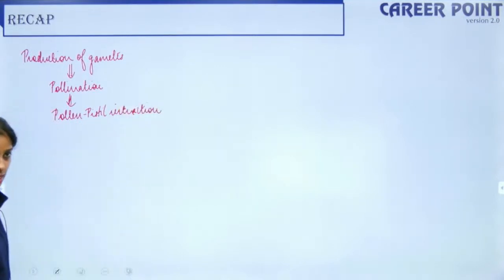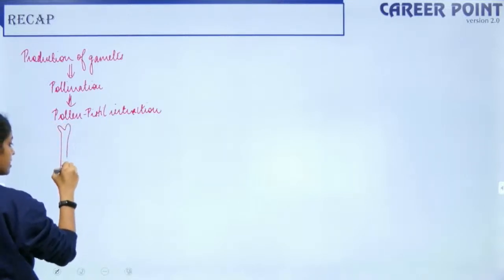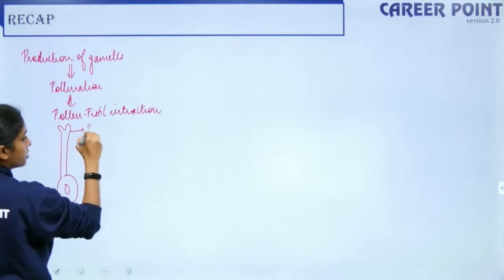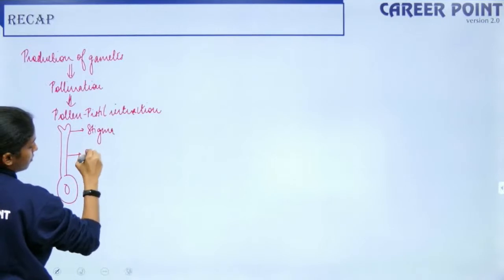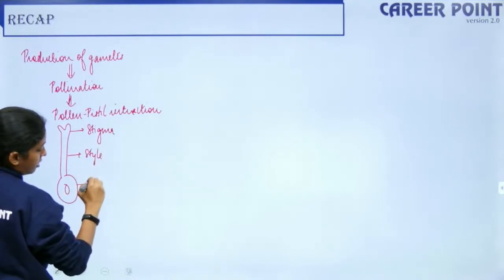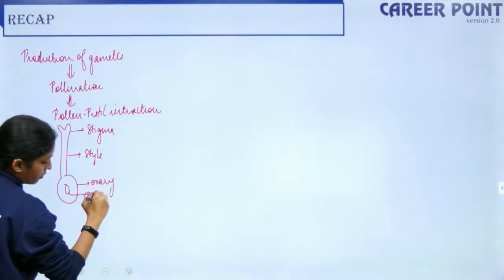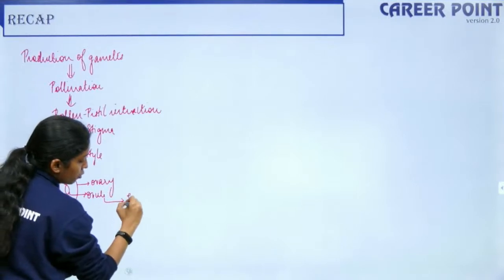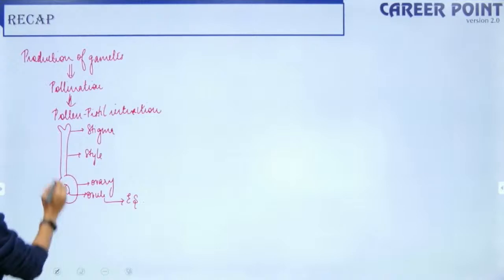So after this, suppose if it's like this, so this is my stigma, style and my ovary, right? So this is my stigma, style and ovary. So this is my ovule, right? So here my ovule is what develops into my embryo sac. So this is how you should link the story.